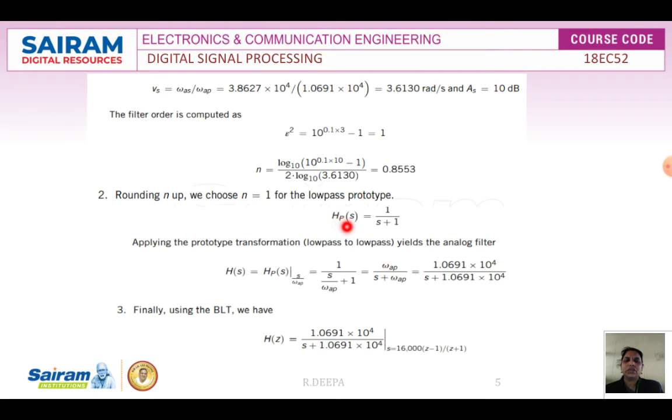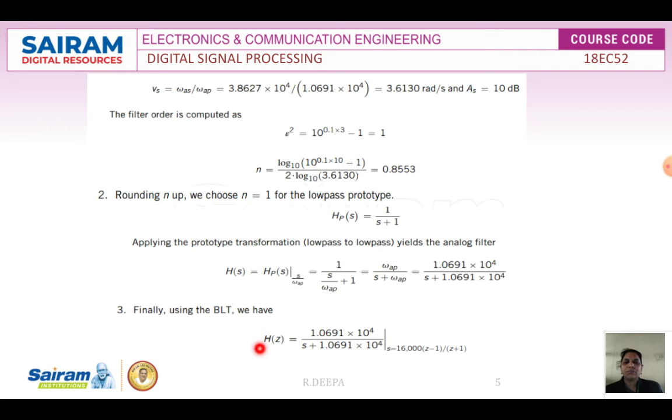For n equal to 1, the Butterworth filter polynomial is s plus 1. From the table for n equal to 1, we have taken the Butterworth polynomial, and this represents the transfer function of the analog filter. Now let us convert this analog filter transfer function into a digital IIR filter. Before that, let us apply the low pass to low pass transformation so that the cutoff frequency will be met. For that, you replace s with s divided by omega ap. After replacing, you get the transfer function which takes this form.